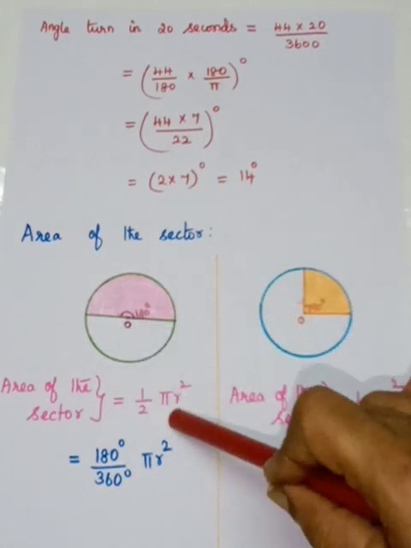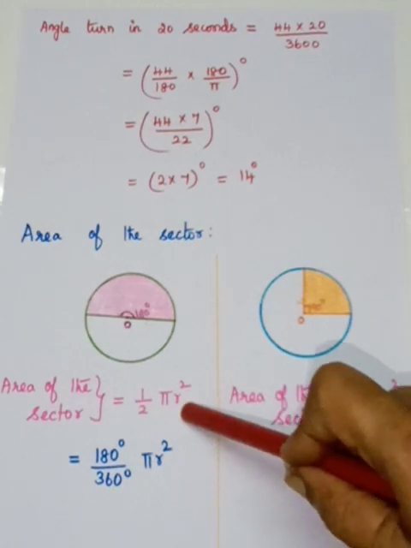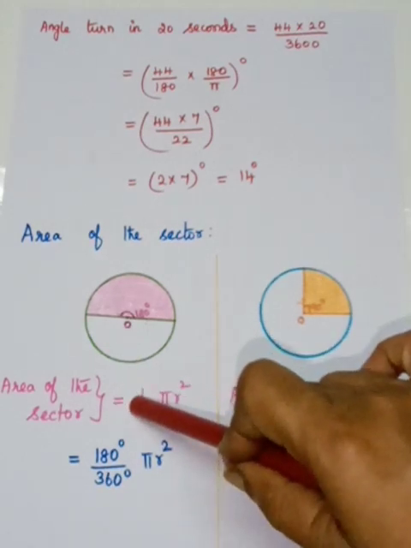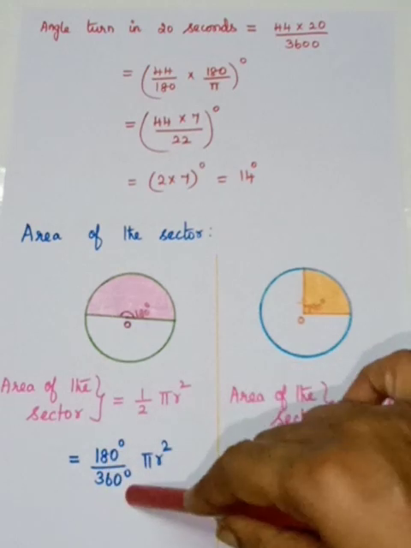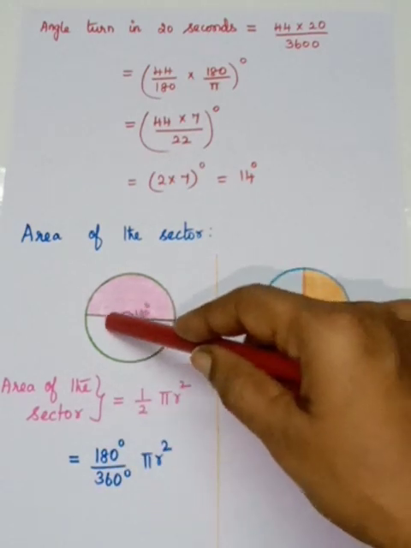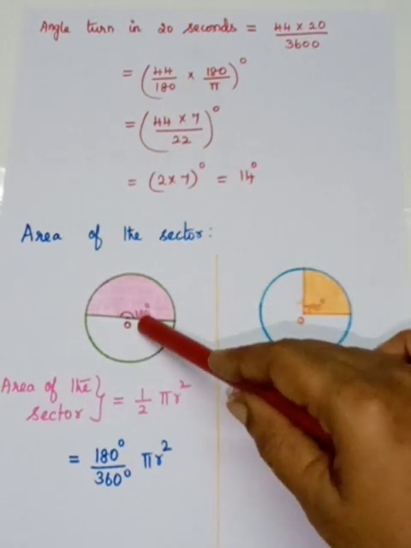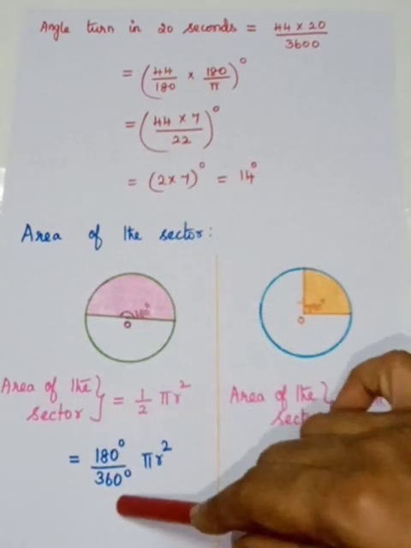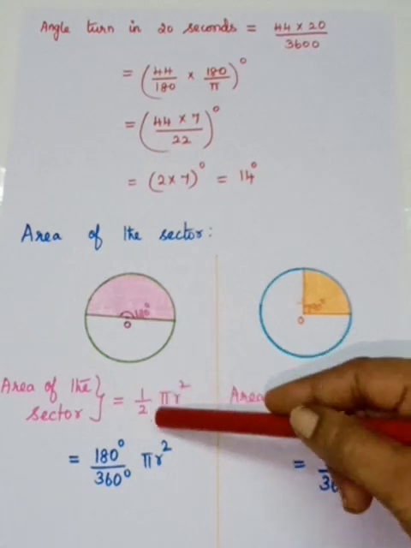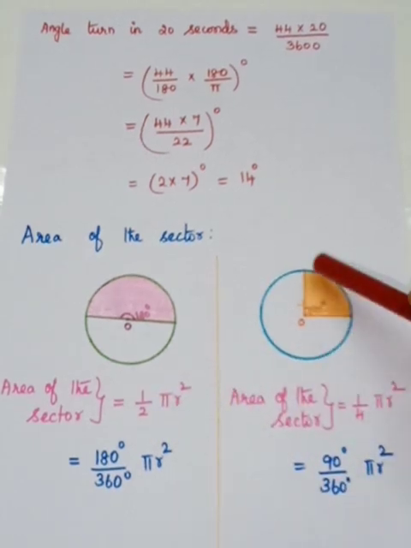So it can be written as half into pi r squared, you know very well. This half, instead of half, we can write it as 180 degree divided by 360 degree. So the whole full rotation is 360 degree. Only half rotation has taken place. So it is 180 degree by 360. When you cancel, you will get 1 by 2. So come to here, find the area of the sector, this sector.